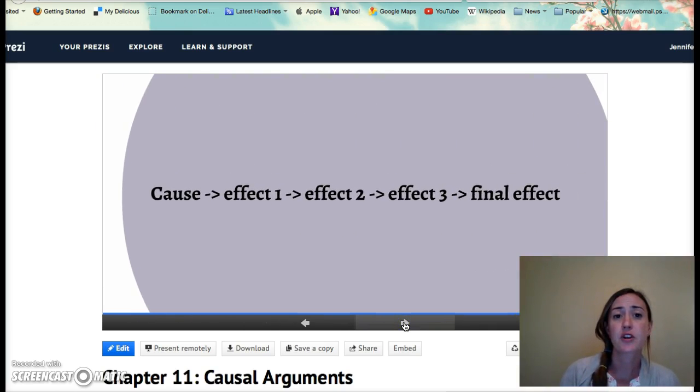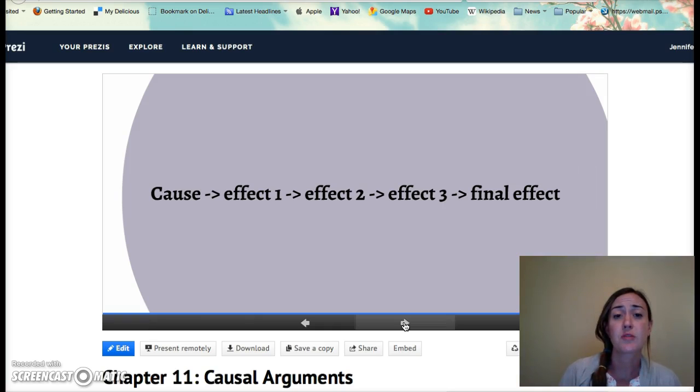The last type of argument structure that you can use is called a causal chain, and this is the domino effect that I talked about earlier. So you'll talk about cause, and then the first effect, and then the next thing that happens, effect 2, and then the effect that happens after that that finally leads to some sort of final effect.